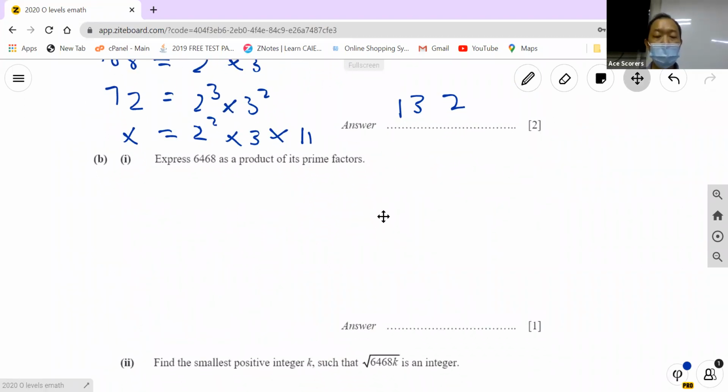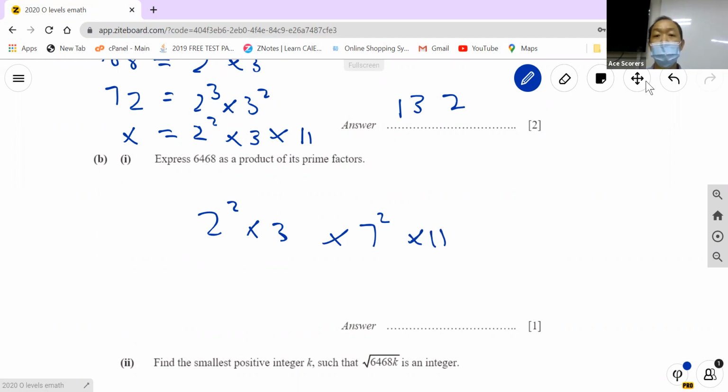Express 6468 as a product of its prime factors. So use your calculator. By now, you should be using calculators. You don't really have to do the ladder method, okay? Just press the calculator. So 2 squared times 3 times 7 squared times 11.